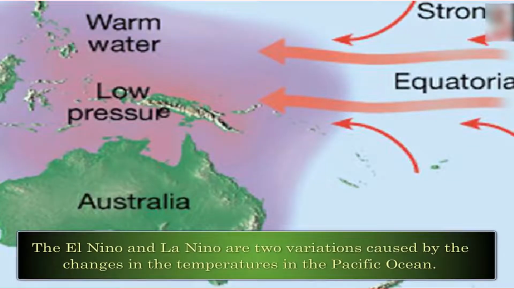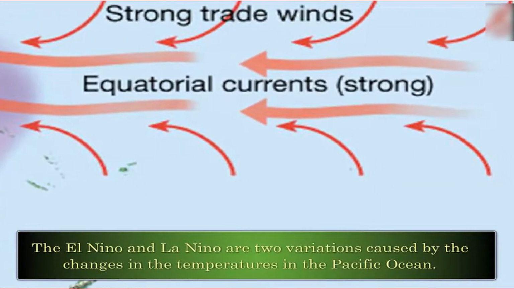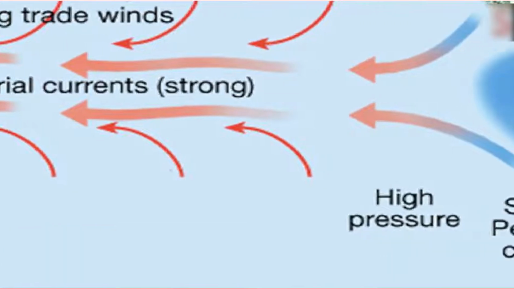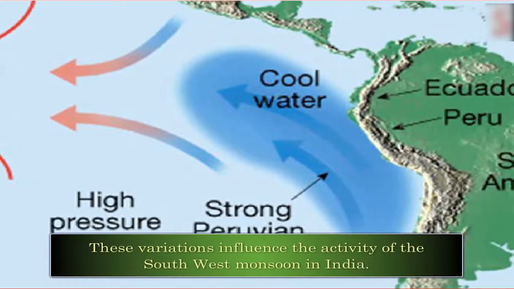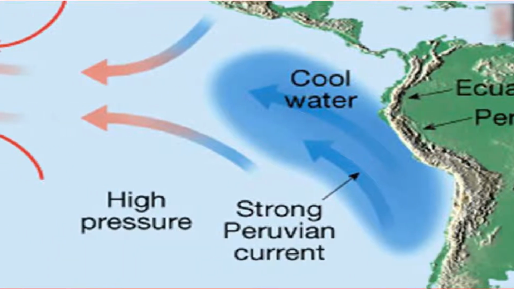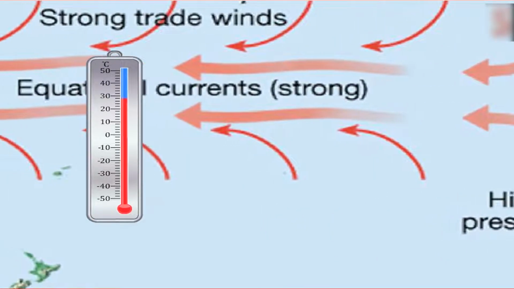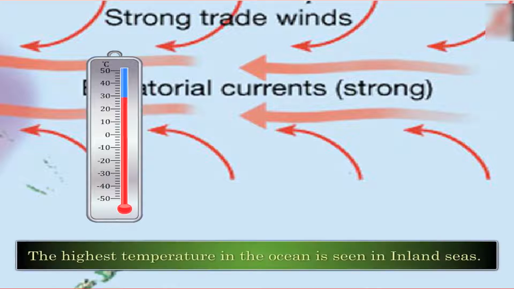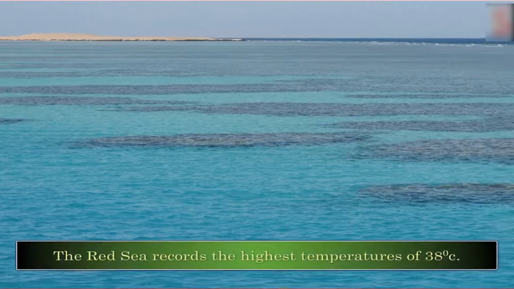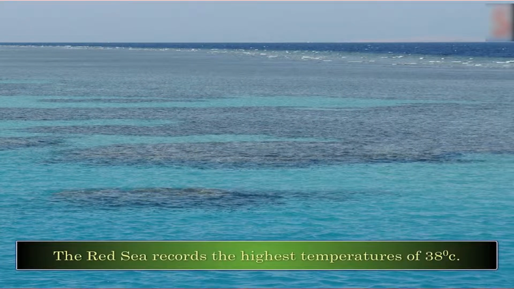The El Nino and La Nina are two variations caused by the changes in the temperatures in the Pacific Ocean. These variations influence the activity of the southwest monsoon in India. The temperatures generally range between 2 degrees centigrade to 29 degrees centigrade in the oceans. The highest temperature in the ocean is seen in inland seas. The Red Sea records the highest temperature of 38 degrees centigrade.